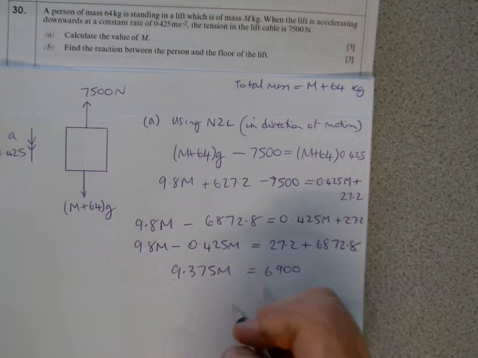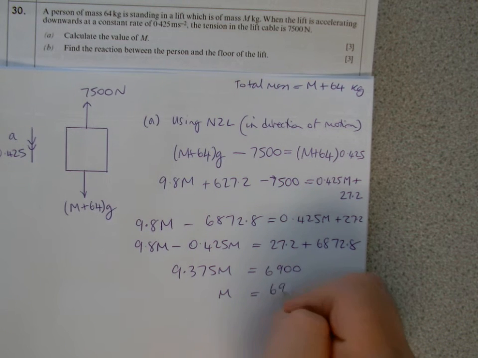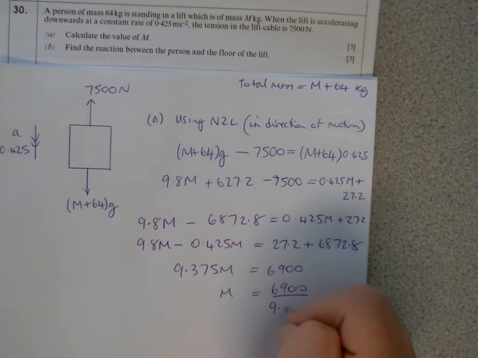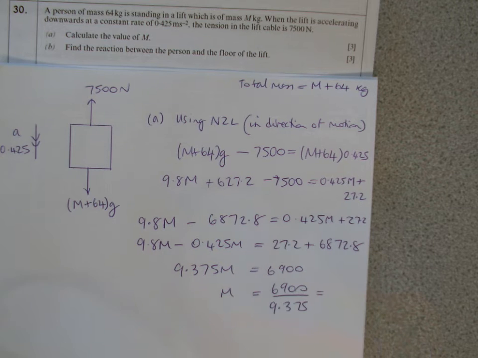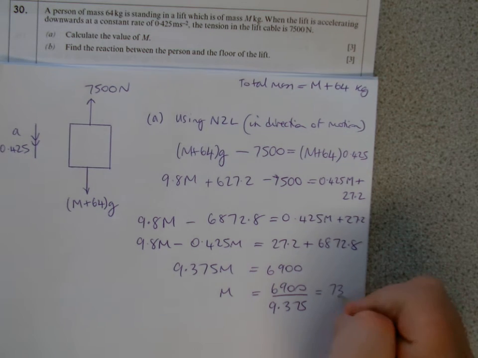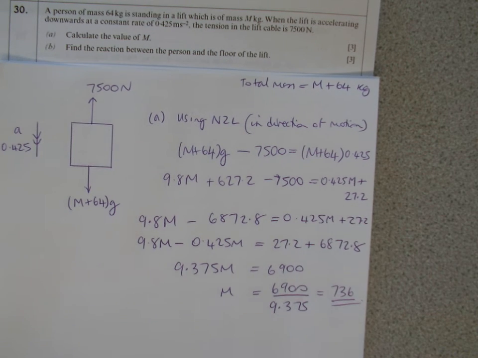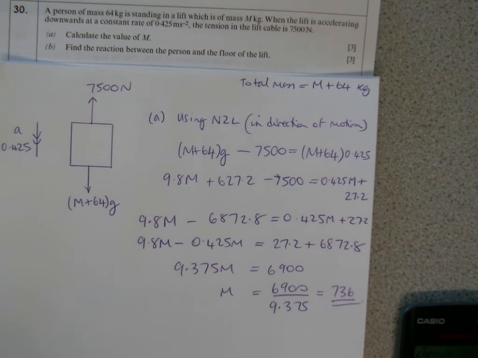And of course to get m, we need to just take that over and divide. 6900 divide by 9.375, and I get out exactly 736. Okay, that's my value of m there. So a lot of work, but if you set up your equations properly, you'll get to the answer.